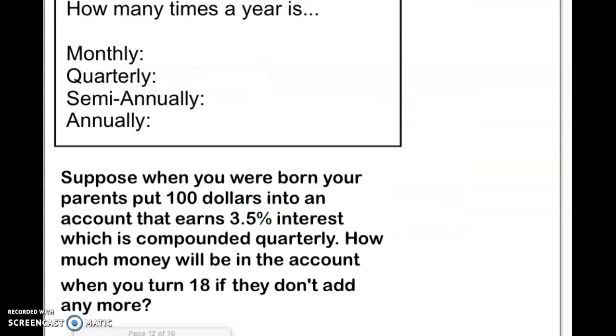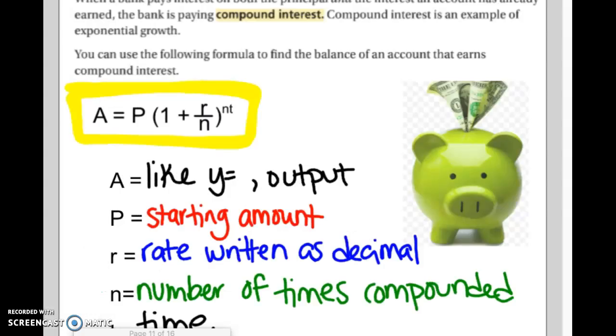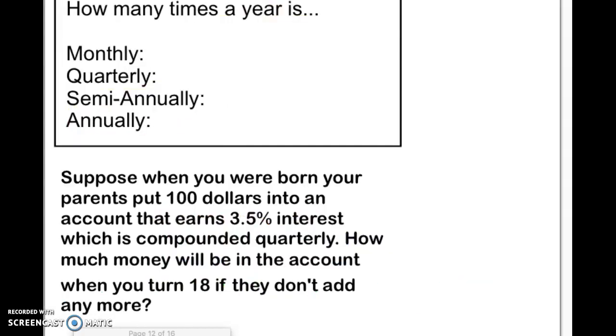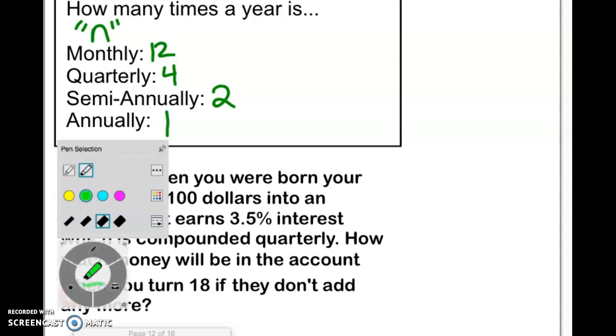So how many times a year is it compounded? This has to do with that n, number of times compounded. Monthly, how many months are in a year? 12. Quarterly is 4, maybe 4 quarters in a dollar. Semi-annually would be 2, and annually would be 1. So it has to do with that n value and what number to use for the n.